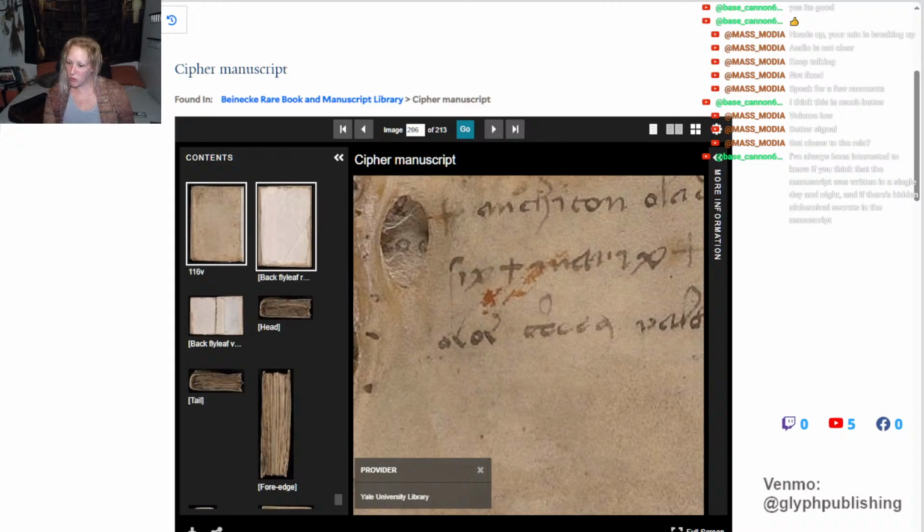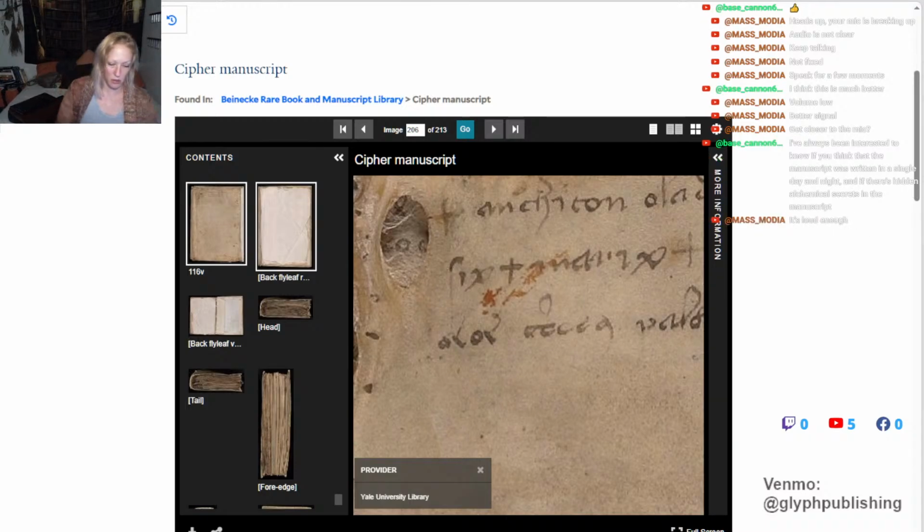Okay, so if you think that the manuscript was written in a single day and night, no. It's literally written in the field. He was there in the areas that he was visiting. It was not something where he would visit a place, come back, and just write it in a day. It took years for him to do this.